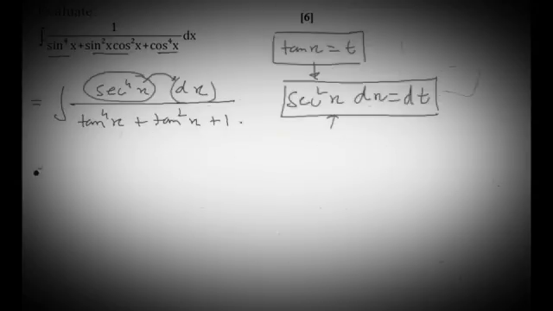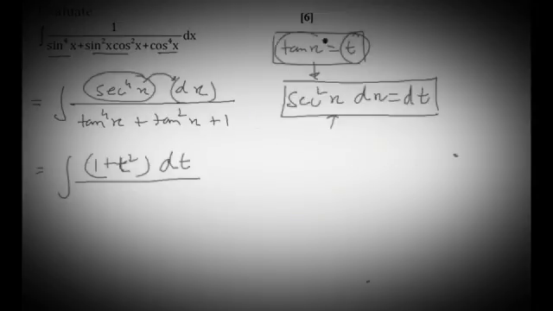And what will happen to the remaining sec square value? The remaining sec square value can be written as 1 plus tan square, and 1 plus tan square is nothing but 1 plus t square, right? So your numerator will now become 1 plus t square into dt. And what about the denominator? Denominator is very clear. Since tan x is equal to t, your denominator will become t to the power 4 plus t square plus 1, right?